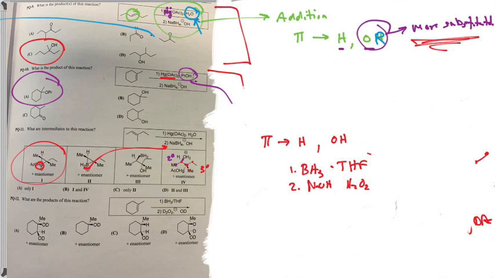Now I've got a stupid question for you. Why not 3? What's the deal with 3? 3 has all sorts of issues going on with it, actually. Okay? Where is 3 coming from? Oh, yeah. 3 is coming from the reaction with BH3.